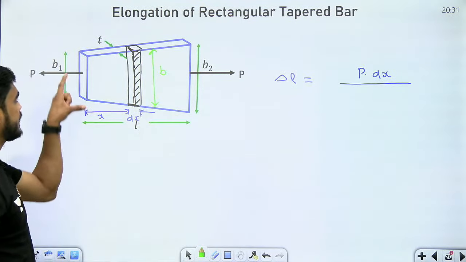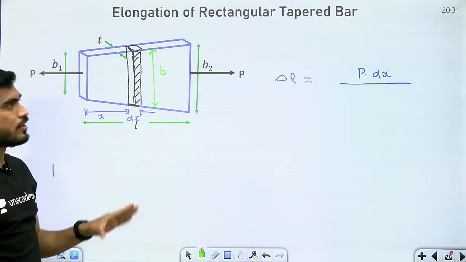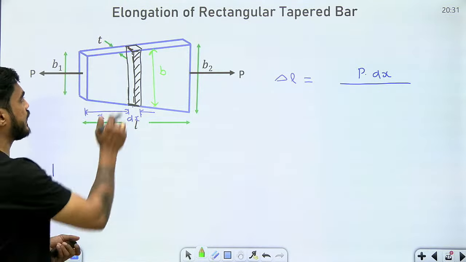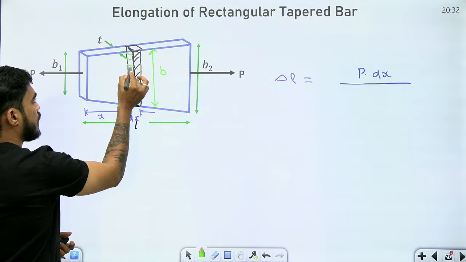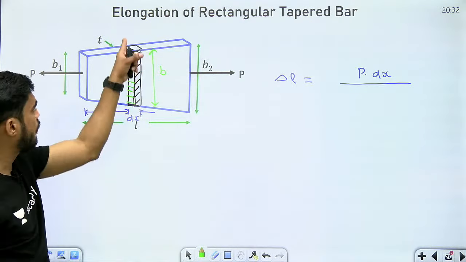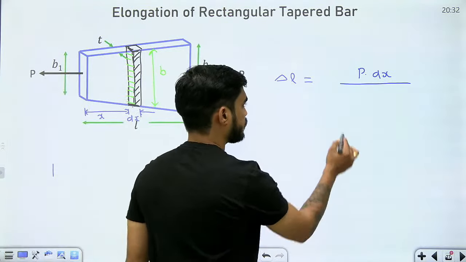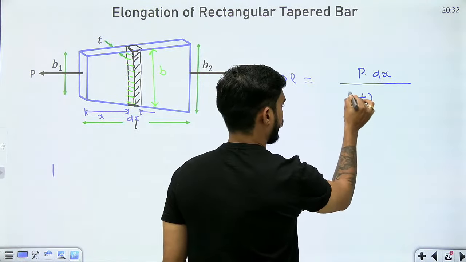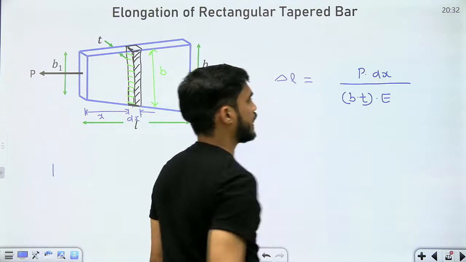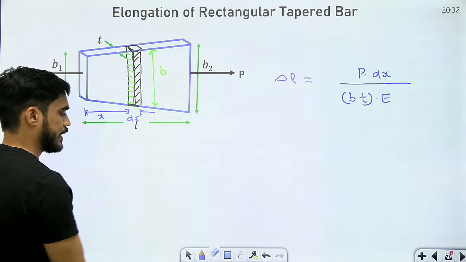So height is changing from b1 to b2, but the thickness is constant. So what will be the area beta? ये area कितना हो जाएगा? This area will be b into t, right? ये area of element will be b into t. तो बेटा this will be b into t into E. ठीक है, this will be b into t into E.